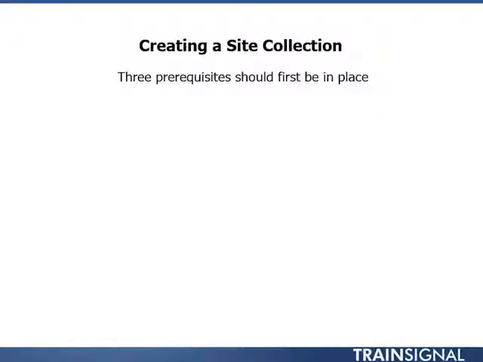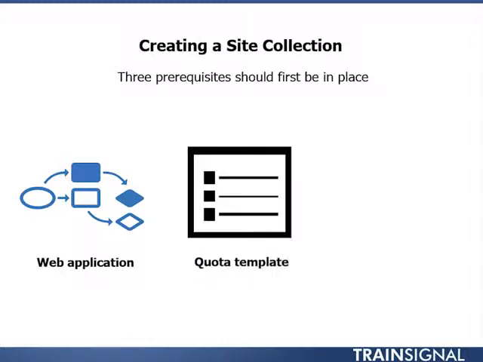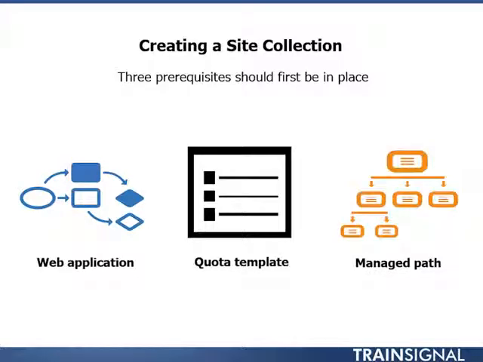Now, when creating a site collection, there are three prerequisites that should be in place before you get started. One, of course, is the web application. That has to be there. Next would be a quota template if you plan to use one. Now, they are not necessary. You don't have to use a quota template, but if you are, you should have it in place before you get started. And we'll take a look at those in just a few moments. And lastly, our managed paths. Now, we haven't talked about managed paths, but we are going to spend a few minutes now going over what they are and their importance to us.